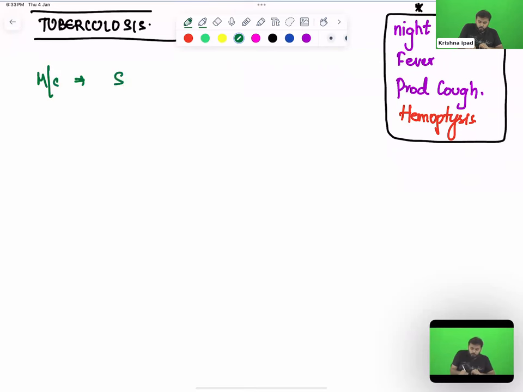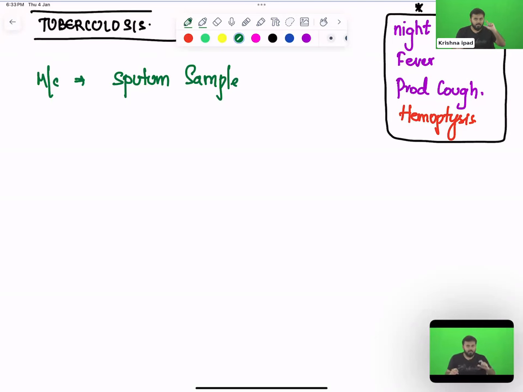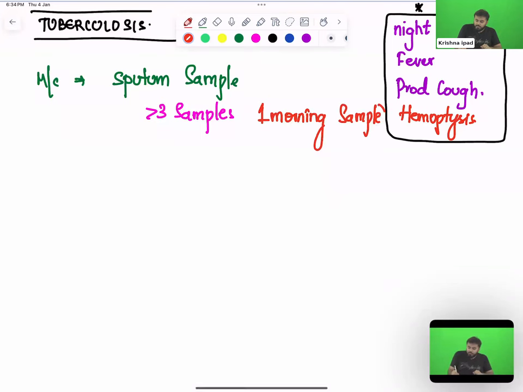You need to take, most commonly, a sputum sample. You tell the patient to give a sputum sample, collected in a bottle. Now, how many sputum samples do you have to take? You have to take at least 3 samples. Out of these three samples, one sample should be a morning sample. One morning sample has to be there.